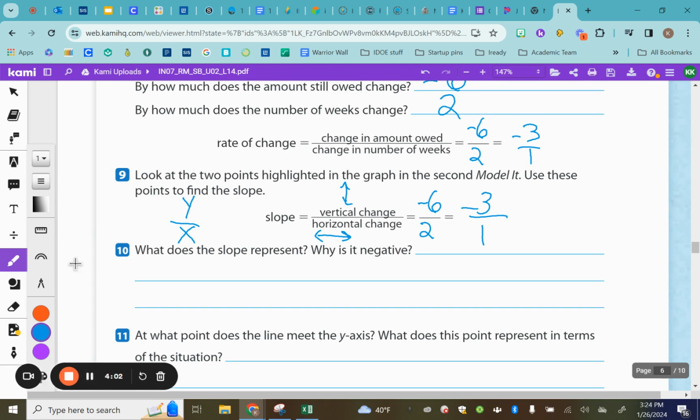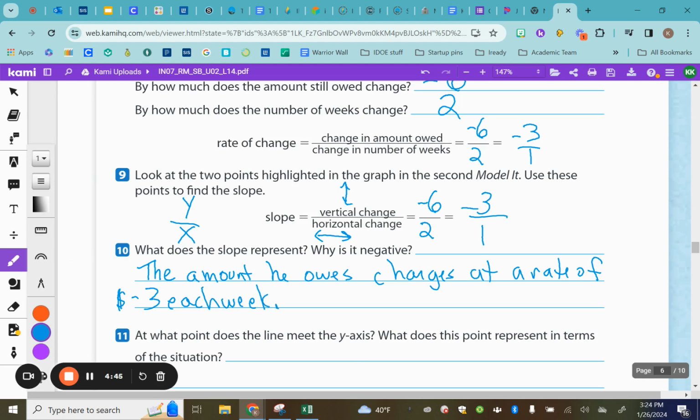So our next question, number 10, says, what does the slope represent and why is the slope negative? The slope represents the rate of change. So what does it represent? The amount he owes changes at a rate of -$3 each week.